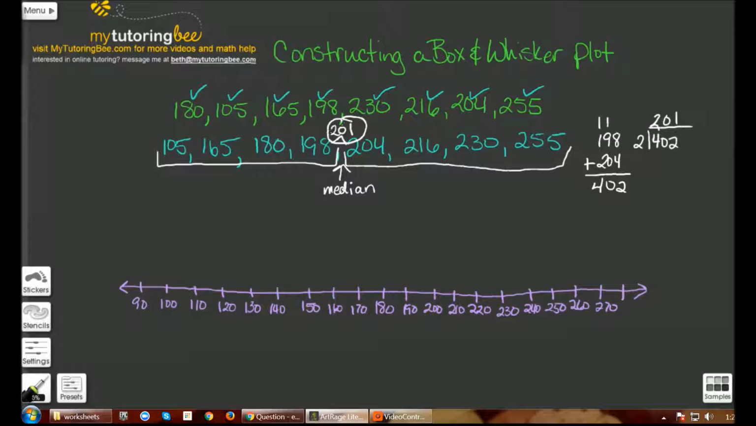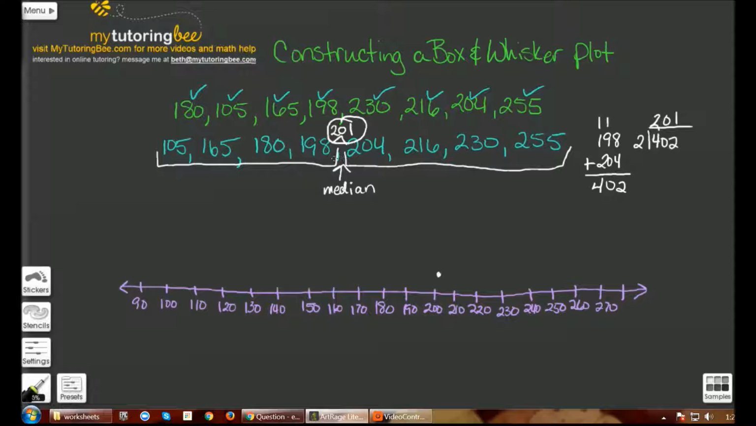Okay, so now let's talk about that median that we found, 201, and go ahead and plot it on our number line. Here's 200, so 201 is going to be just slightly to the right of that. And there's my first data point, and I'm just going to have it hovering there above the number line.